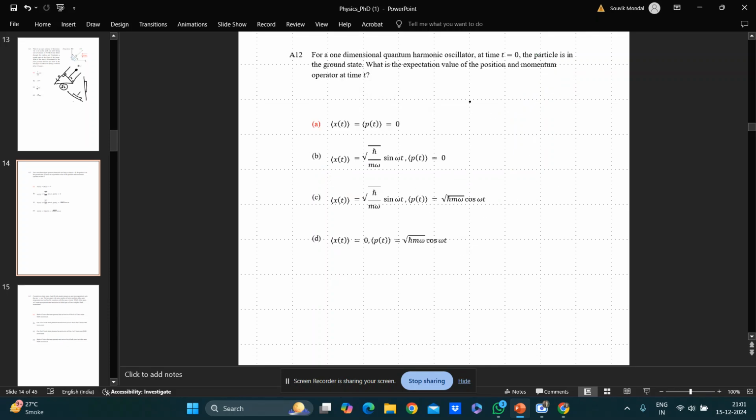Now this problem is also straightforward. So what is your average xt and what is your average pt, they are asking. Don't bother about what the t is.